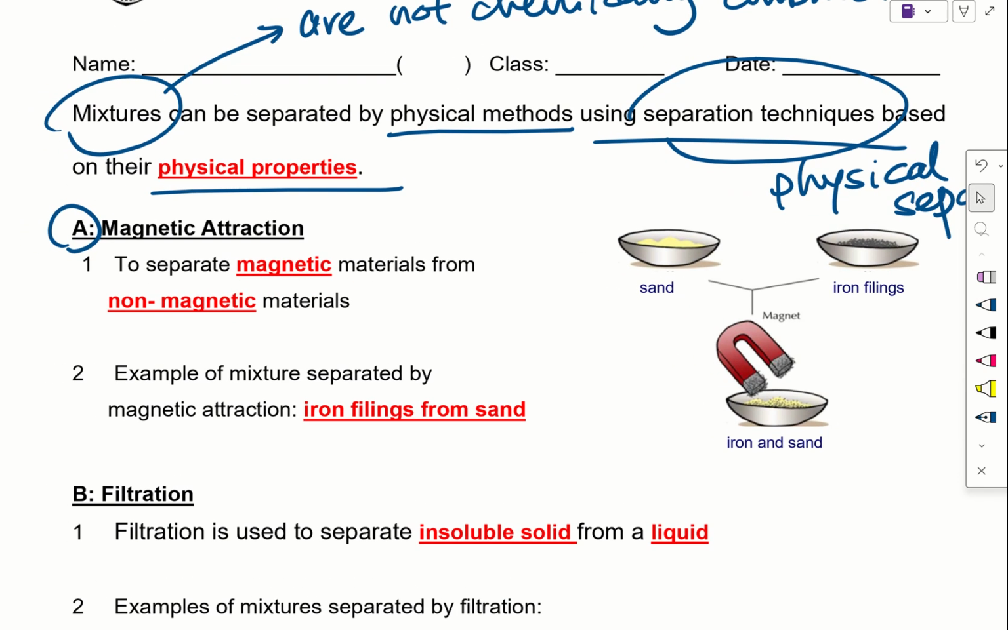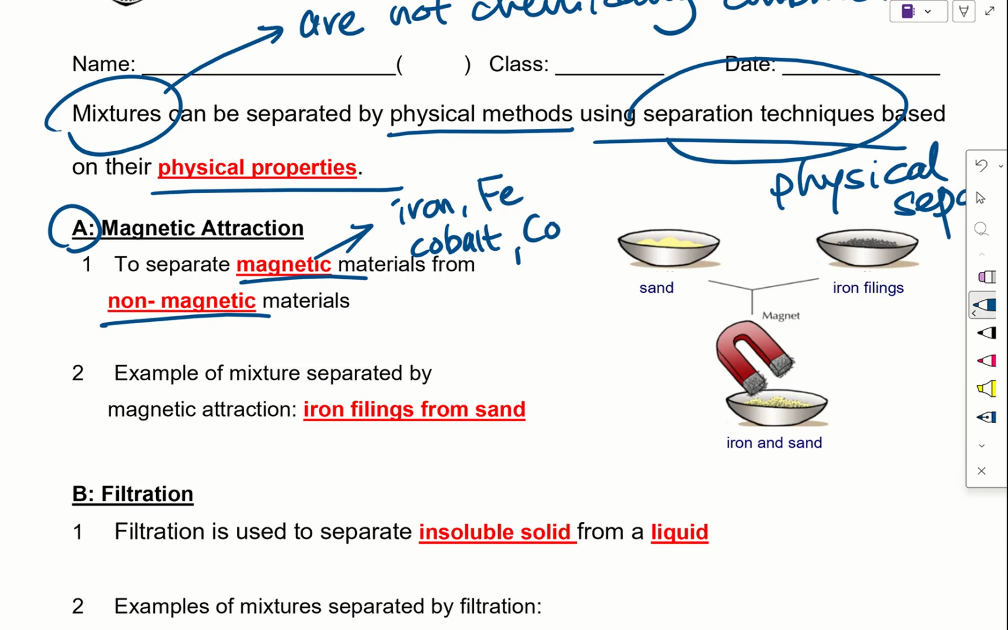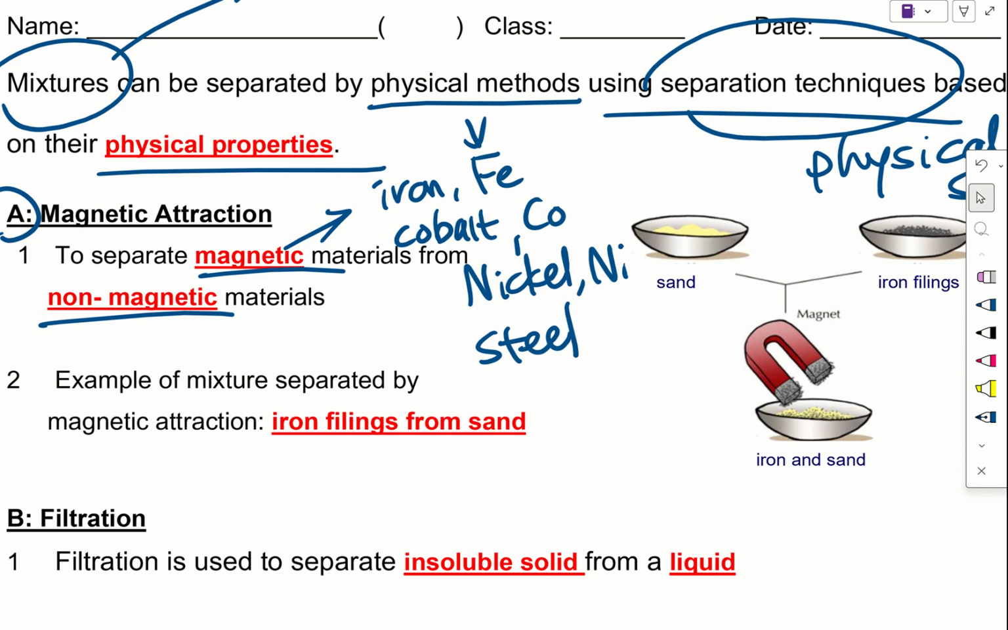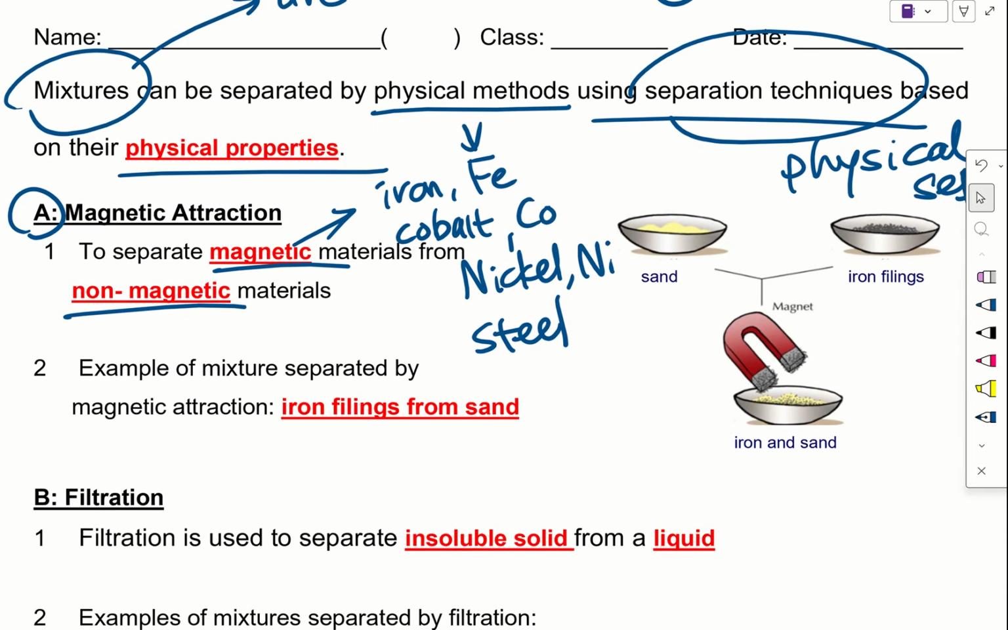So basically it is to separate magnetic materials from non-magnetic materials. Okay, so we have many non-magnetic materials, so maybe it's better that we memorize what the magnetic materials are. So we have iron, cobalt, nickel, and we have steel, right? So I've written down the chemical symbol for iron, cobalt, and nickel.